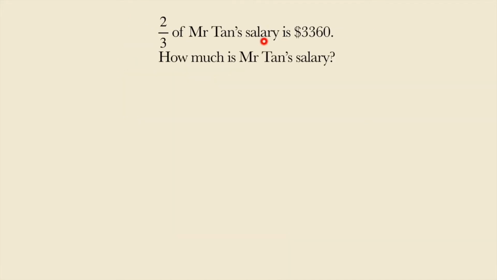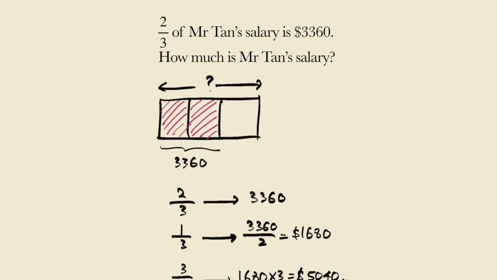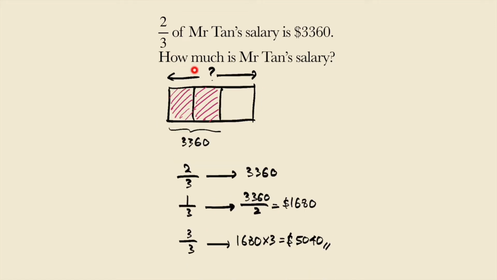2/3 of Mr. Tan's salary, that means his salary actually is represented by 3 units, and 2 of those units is 3360 actual dollars. How much is his salary? So 3 units, 3360 representing 2 units, and what is the 3 units going to be? So 2/3 is 3360, 1/3 divided by 2, you get 1680. Now his salary is therefore 3 units. So with 1/3 being 1680, 3 units we're going to multiply by 3, and $5,040 is the answer.